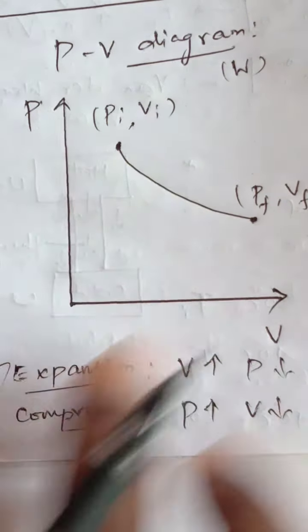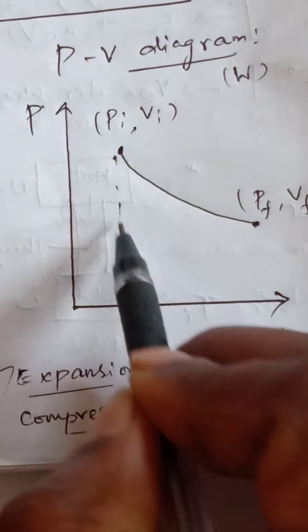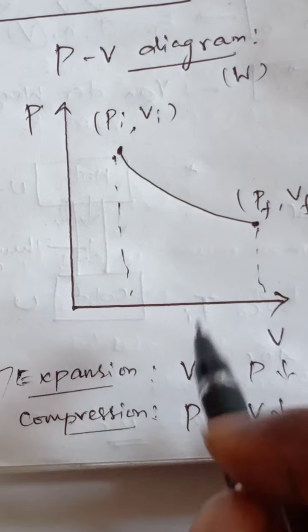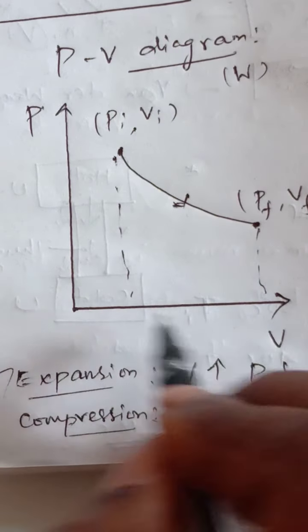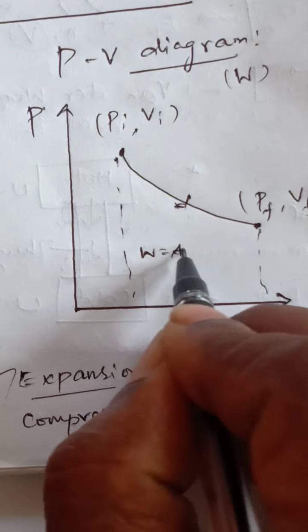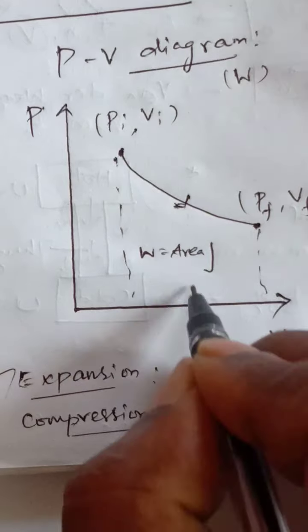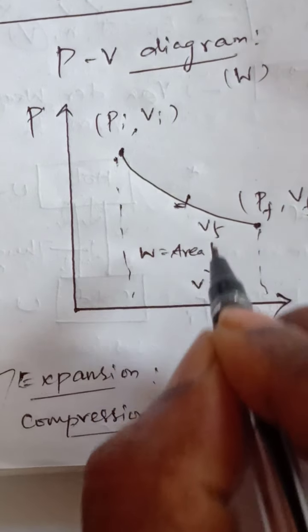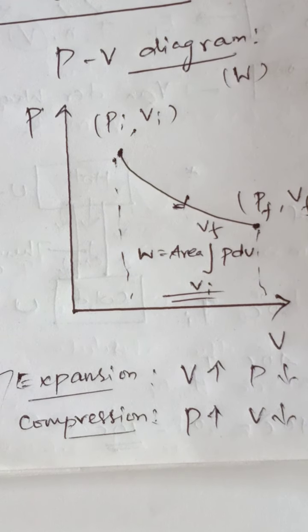Using this curve, we can find out the work done. You have to shade the area under the graph during the expansion. The area of this region is called the work done. Work done is equal to the area of the region between the limits of initial volume and final volume. The formula for the work done we know: P into dV. This is a very important concept. It is used in the Carnot engine theorem, we will study it later.